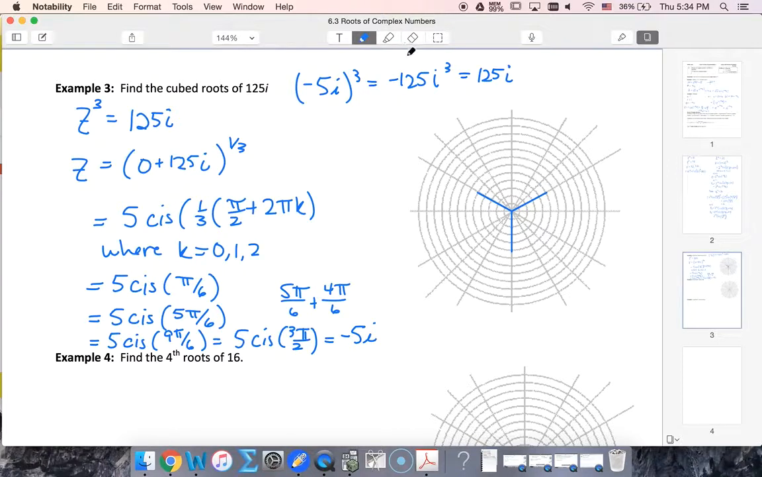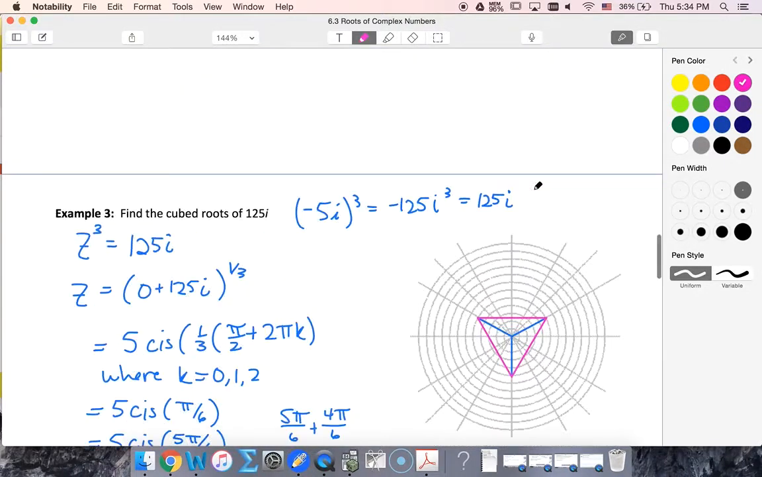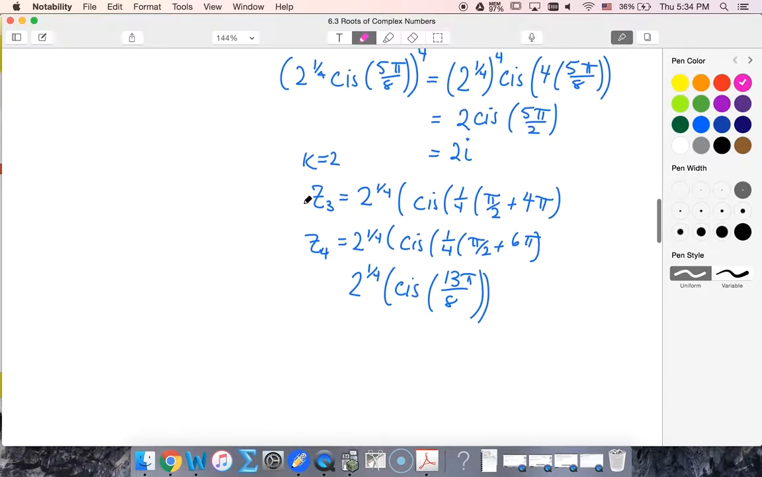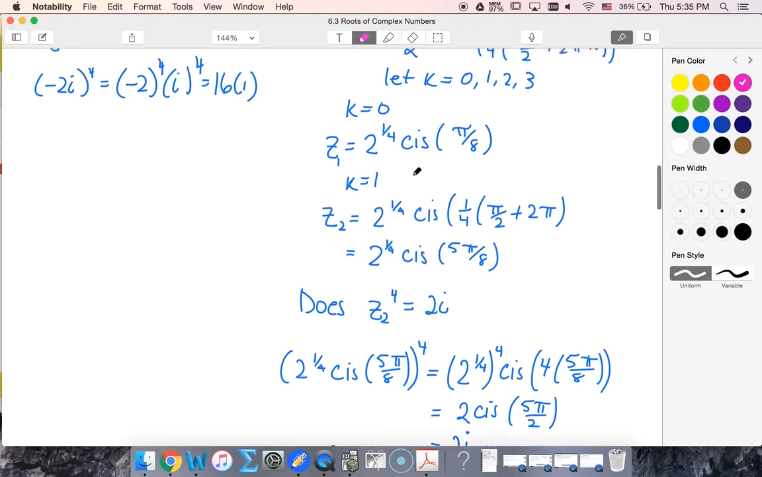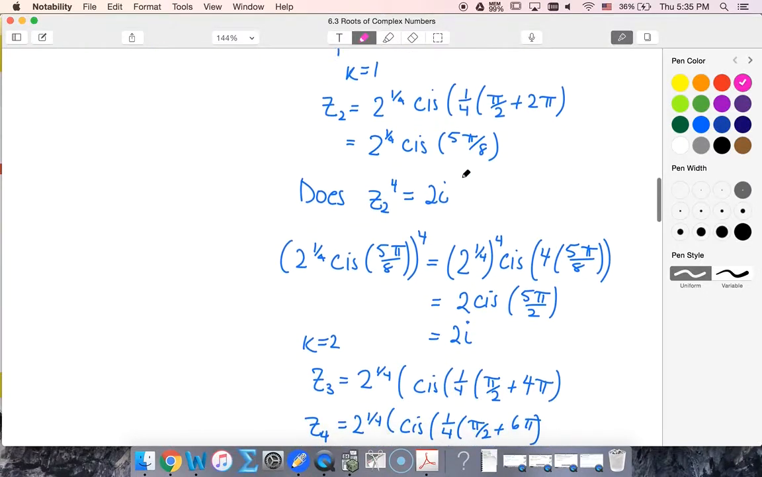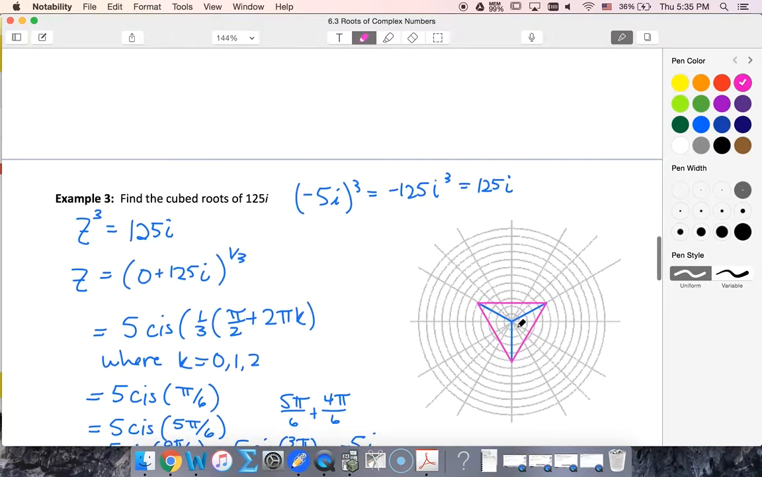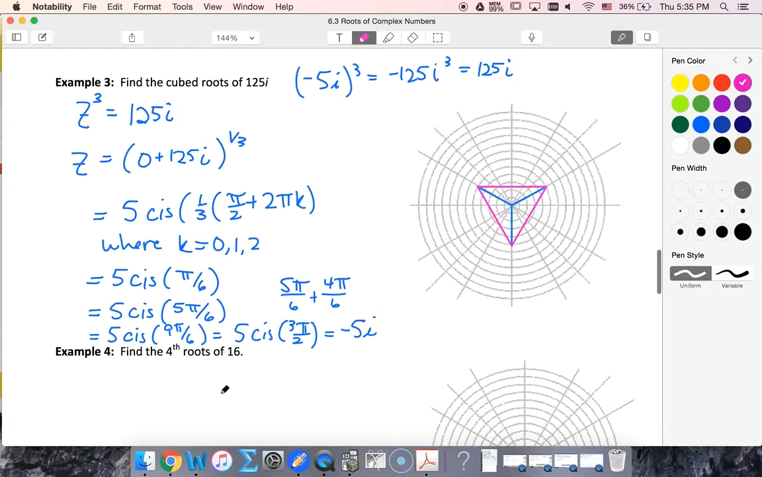All right, so notice if I connect my roots, the shape that I'll make ends up being an equilateral triangle. If I had graphed my fourth roots of 2i, well, in this case, I would have ended up with a square instead of an equilateral triangle. And we'll look at that when we graph our fourth roots of 16.